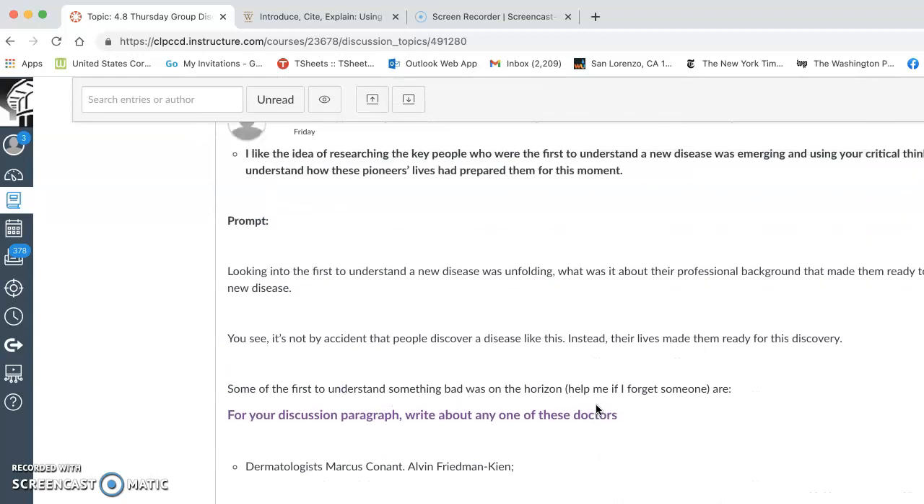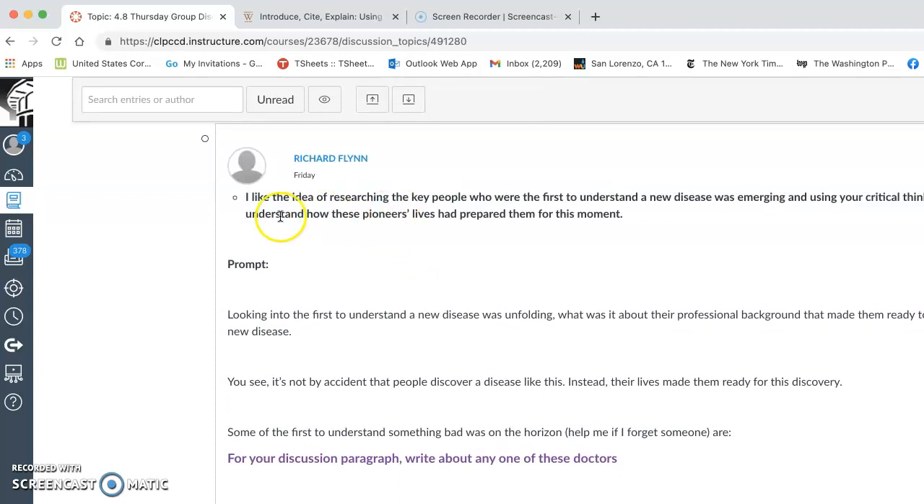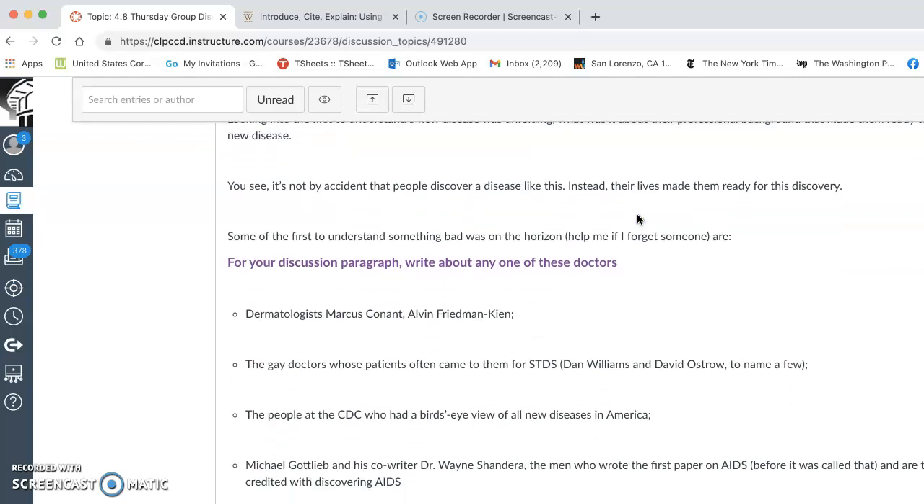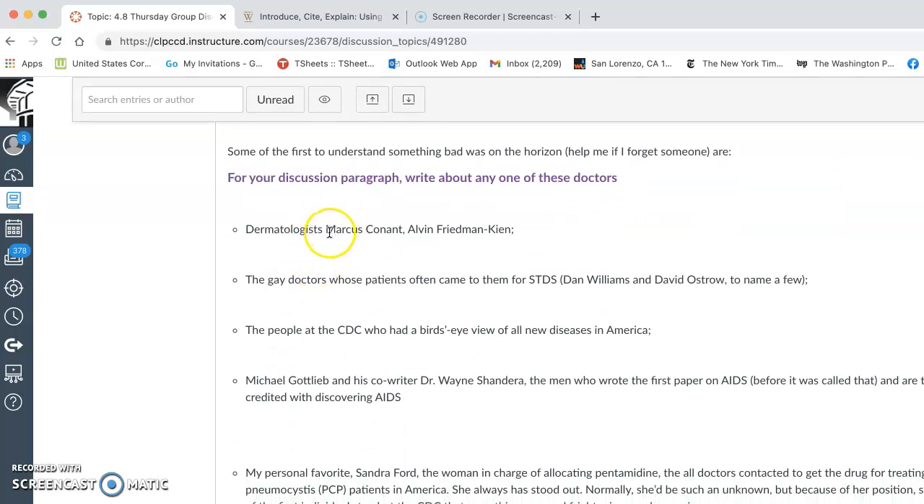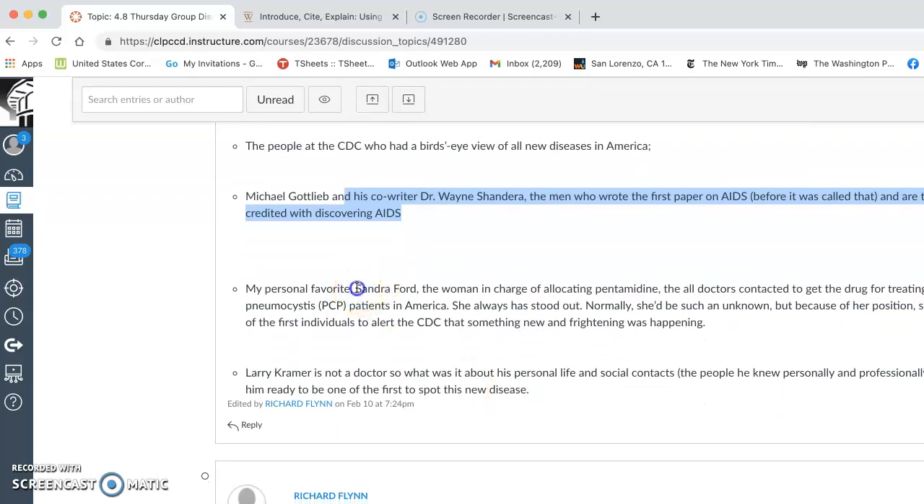One of the ones I like, the first one, is to research the key people and understand how their lives had prepared them for this moment. So look into some of the first dermatologists. Look into some of the STD writers, doctors. Look into the people at the Centers for Disease Control. Look into the background of Gottlieb and Shandera, or Sandra Ford.